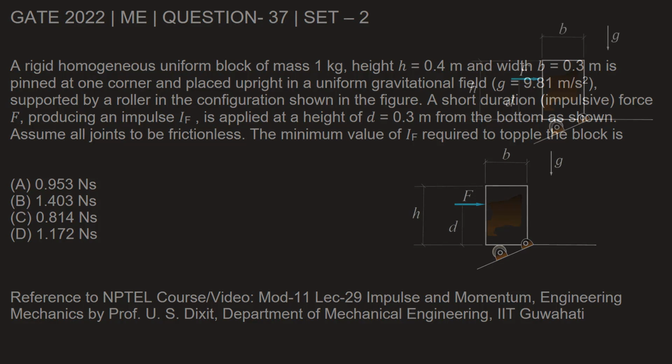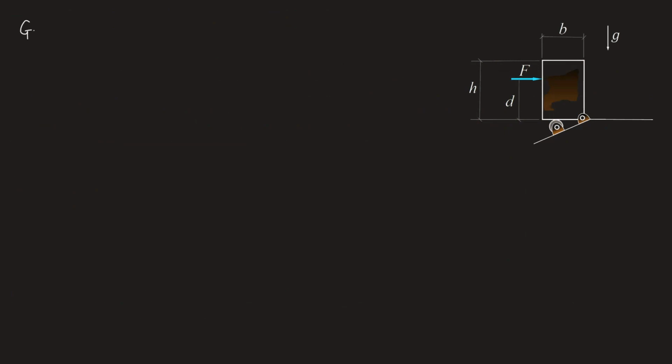Let's find this out. So we'll start by writing the given things first. Width of the block b is given to be 0.3 meter. Height of the block h is 0.4 meter. Acceleration due to gravity g is given 9.81 meter per second square. And height at which force F is applied, d, is given to be 0.3 meter. Also mass of the block is given 1 kg. We need to find out the impulse, IF.